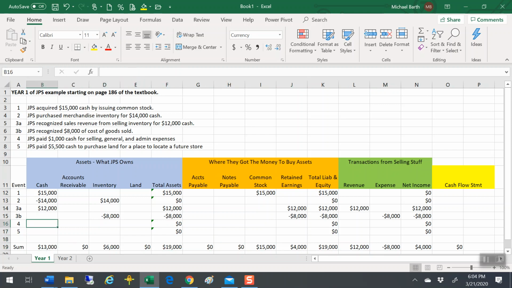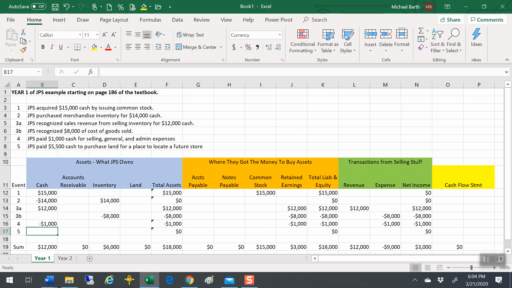Okay, so item number 4, JPS paid $1,000 cash, selling, general, and admin. Okay, assets go down by $1,000 because we had to go pay people their paychecks, basically. And that's just an expense over here. And retained earnings goes down to keep the balance sheet balancing. All right, so now I don't have 4,000 of retained earnings. I only have 3,000 because I had to pay my employees.